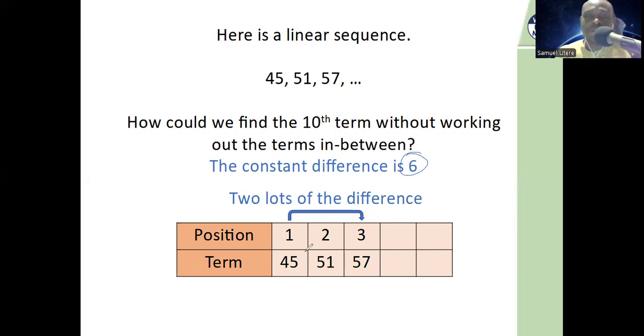Now take note, there is a pattern I want to show you. Remember, in maths, when you observe patterns, you can really do some clever things. So here we have to add 6 to get from there to there. To get from here to here, we have to add 6. But take note, we have 3 terms. So to get from the first term to the third term, we've made 2 lots of the constant difference.